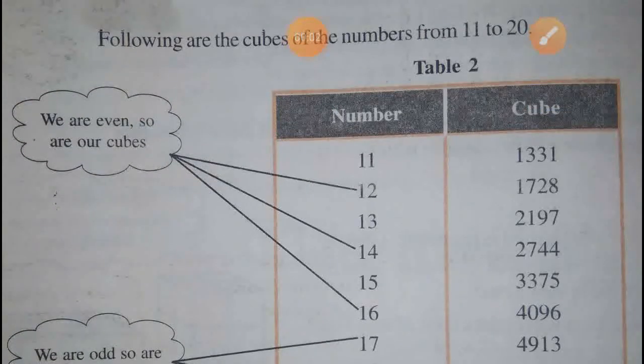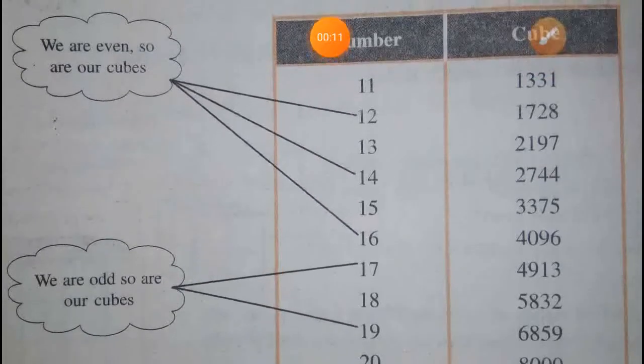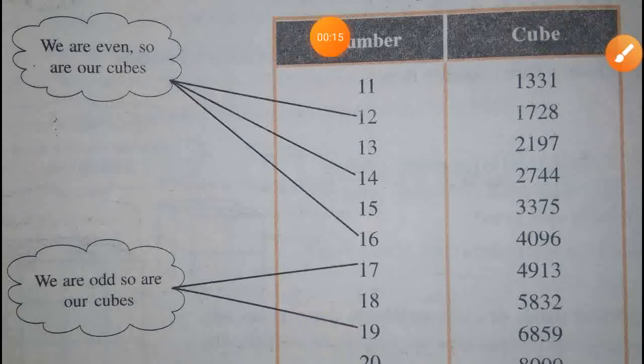Now this is the table in which the following are the cubes of numbers from 11 to 20. These are the numbers 11, 12, 13, 14 up to 20, and here their cubes are written. By observing this table we can say that as the numbers are even, so are their cubes. It means 12, 14, 16, 18, 20 are even numbers, and their cubes are also even.